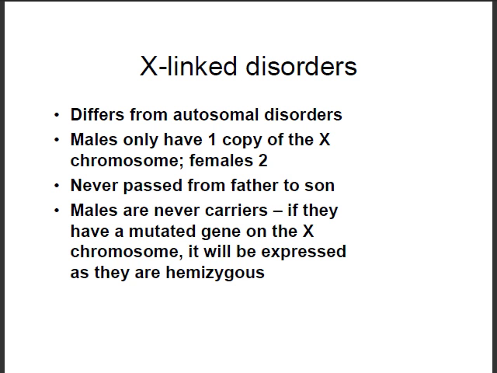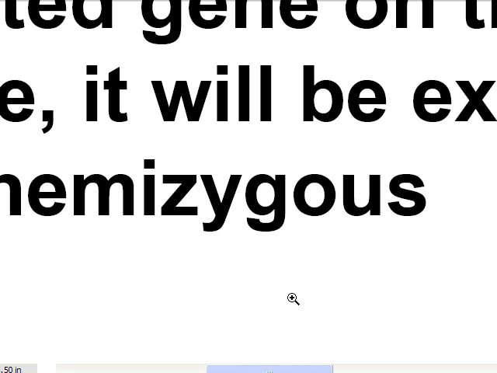Now, X-linked disorders. These differ from autosomal disorders. The idea here is that males only have one copy of the X chromosome. They have a Y chromosome. Females have two. So basically, males are never carriers. If they have a mutated gene on the X chromosome, it will be expressed. They're hemizygous. This is a new word for us here. This is sort of halfway in between heterozygous and homozygous.